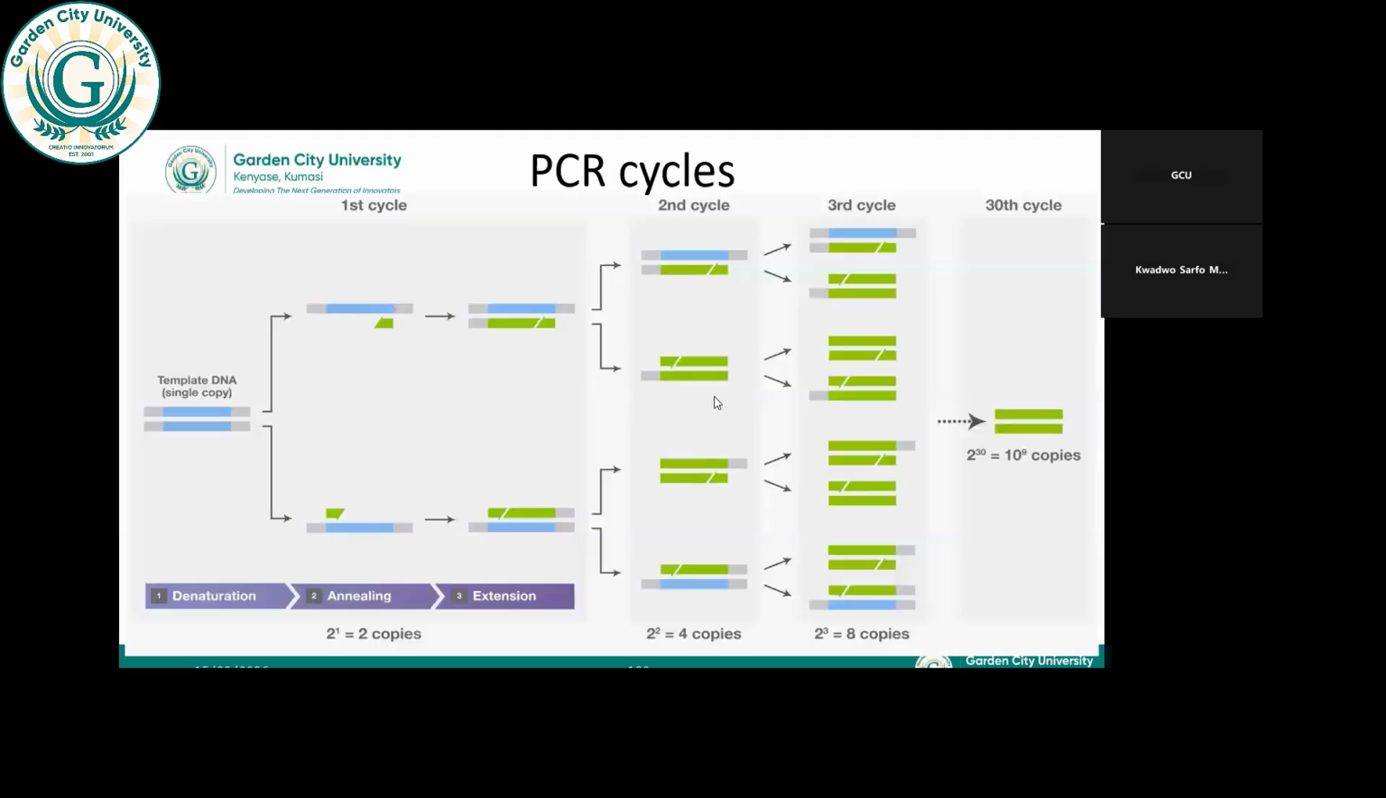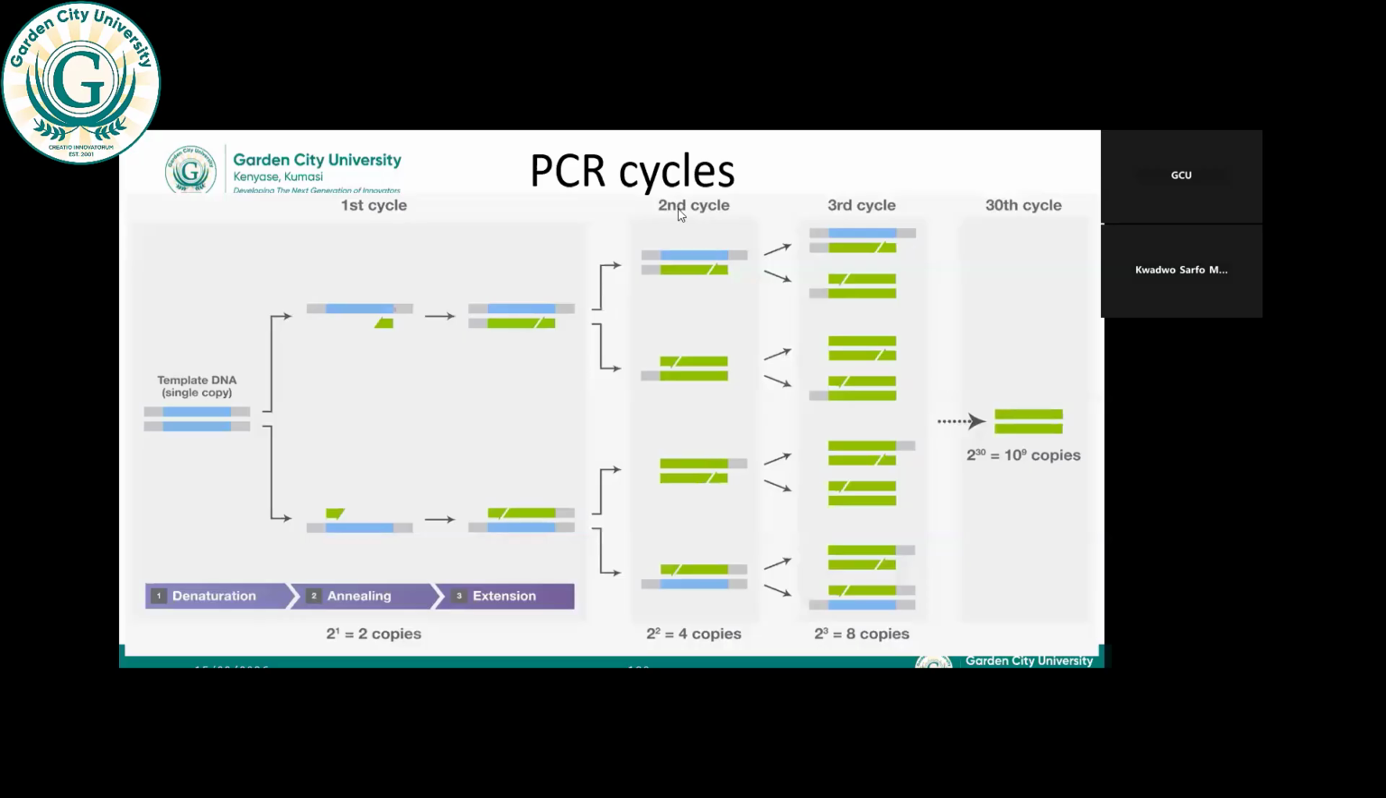So after one cycle we have denaturation, where the DNA is opened up. Then annealing, where you have primers binding, and extension, where the polymerase enzyme adds the nucleotides so that you have a double strand. So after one cycle, we have one copy becoming two copies.